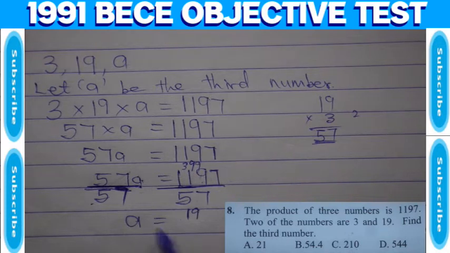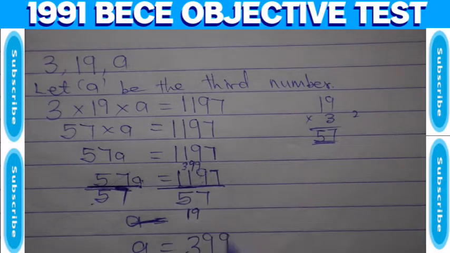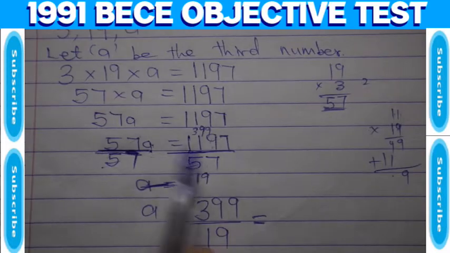So now we have what we have over here. Let me cancel this and bring it down. A is equal to 399 over 19. Let's take a look at the number of times that 19 can divide 399. Is it possible that 19 can divide 399? Let's take a look at that. So we have 399 divided by 19.